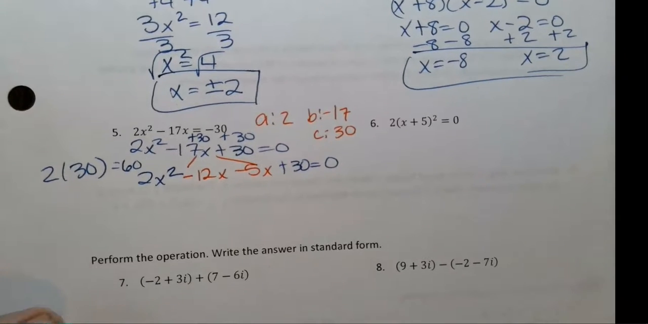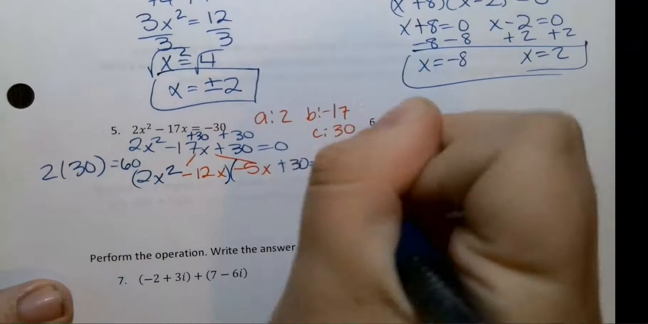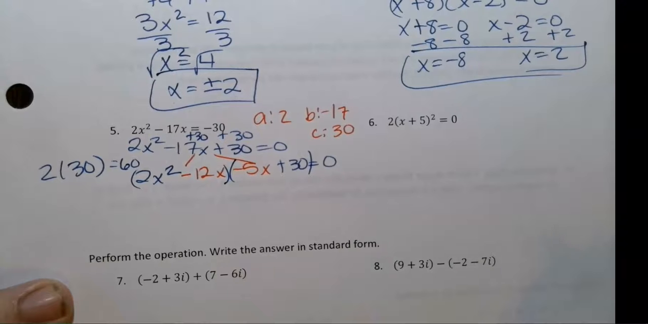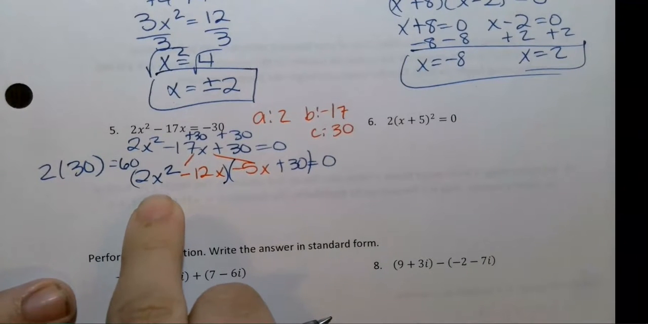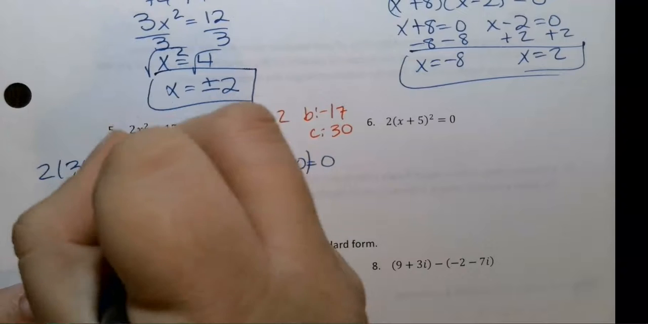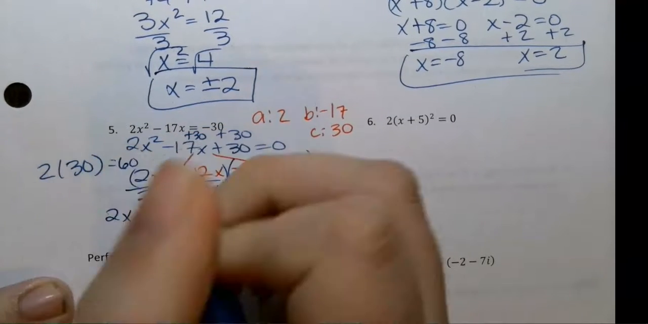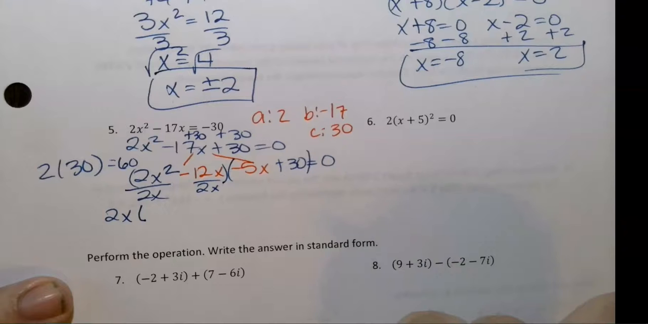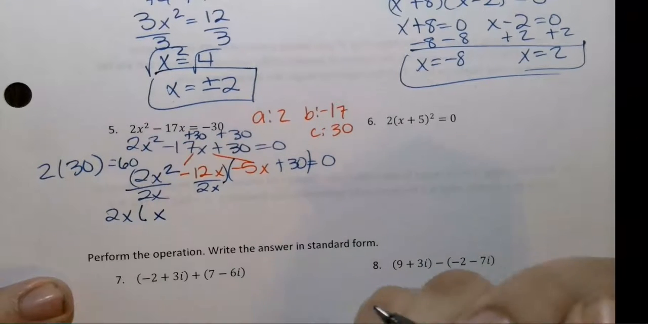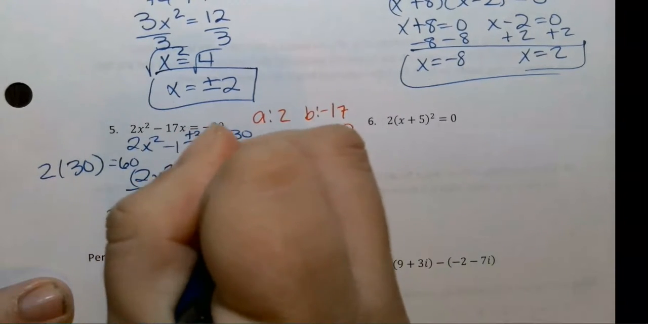From here, I want to go ahead and group my pairs. The first set, I'm looking for what they have in common. They both are even, so I can take out 2, and they both have x's. So I'm going to divide both sets by 2x. 2x squared divided by 2x is just x. Negative 12x divided by 2x is negative 6.